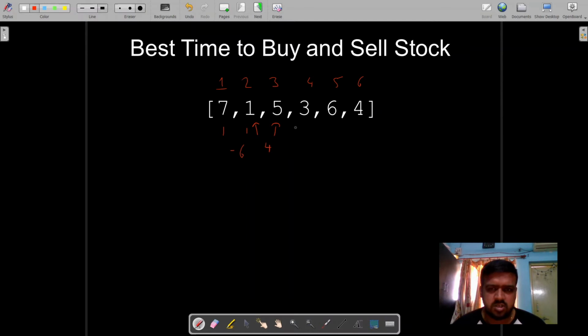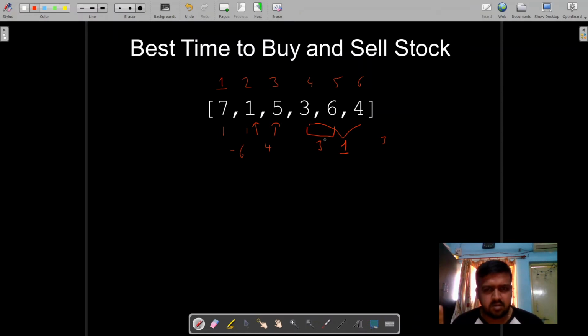Similarly, if you see more such windows, I have 3 and 6. If I buy at a price of 3 and sell at a price of 6, then I have a profit of 3. And if I buy at 3 and sell at 4, I have a profit of 1. Similarly, if I buy at a price of 1 and sell at a price of 4, again I have 3. So we have multiple possibilities of profit values, but we have to find the maximum.